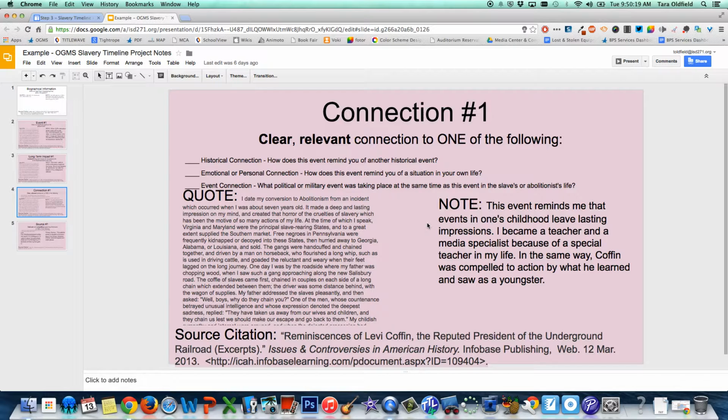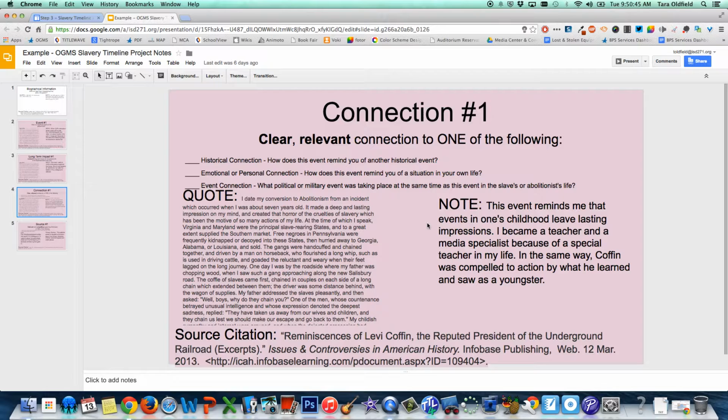Another example of a connection for this particular event might be a historical connection. Now, historical connections don't have to take place at the same time as the event. And so here's my connection that I might make that's historical. Remember that Levi Coffin fought against injustice. Well, there were a lot of people throughout history that have done similar kinds of things.